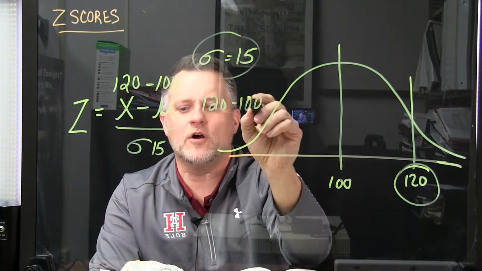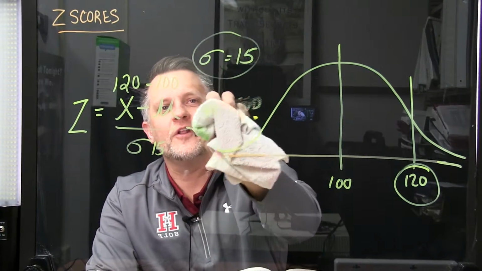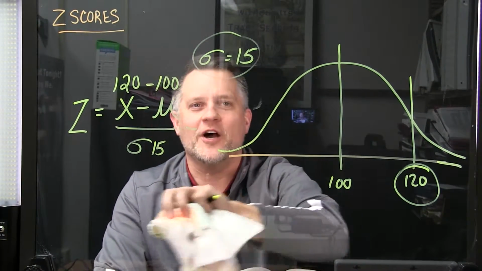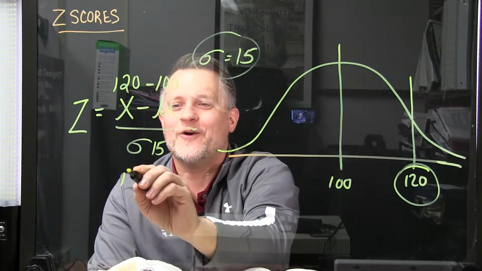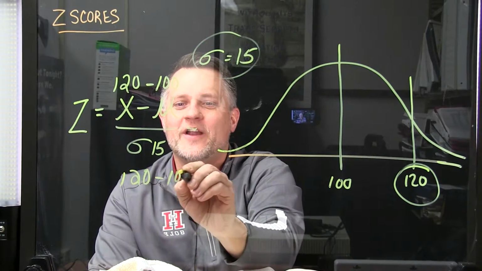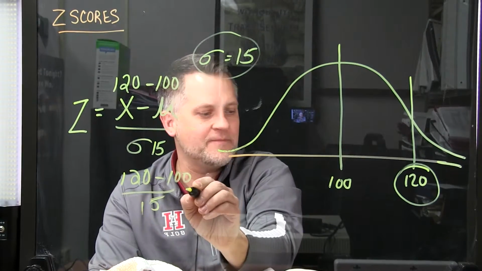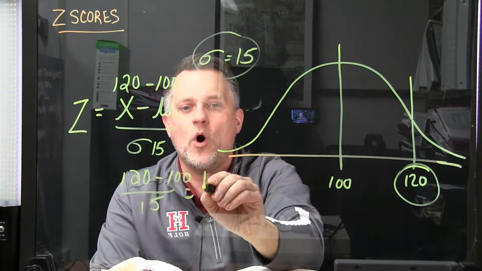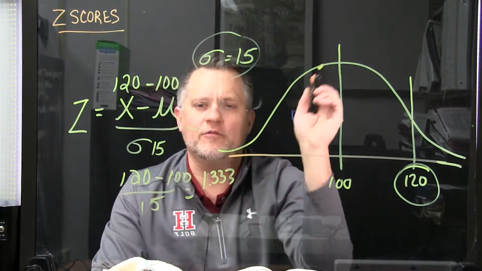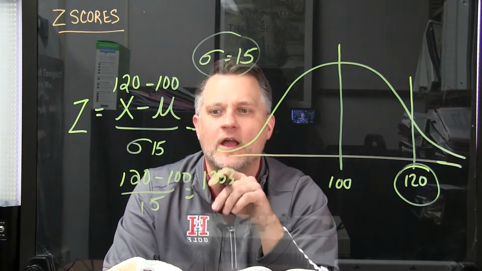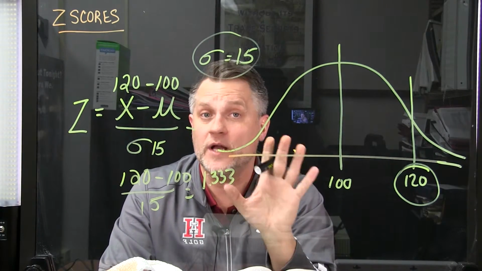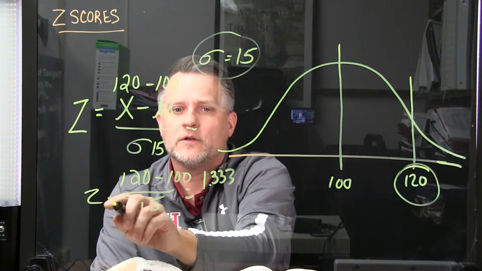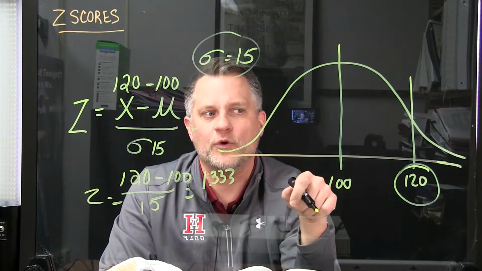Oh, I'm drawing on my face. I don't want to draw on my face. 120 minus 100 divided by 15 equals 1.333. Okay, so our z-score, we're not done yet. Our z-score equals 1.33.